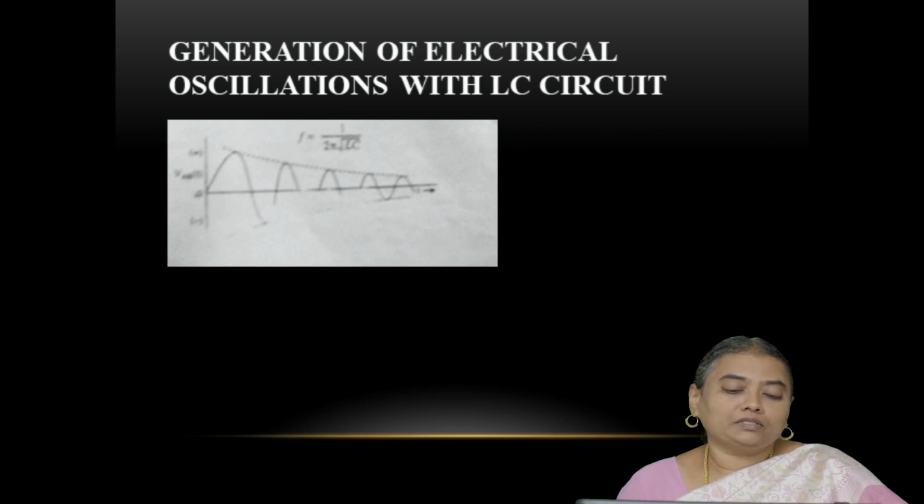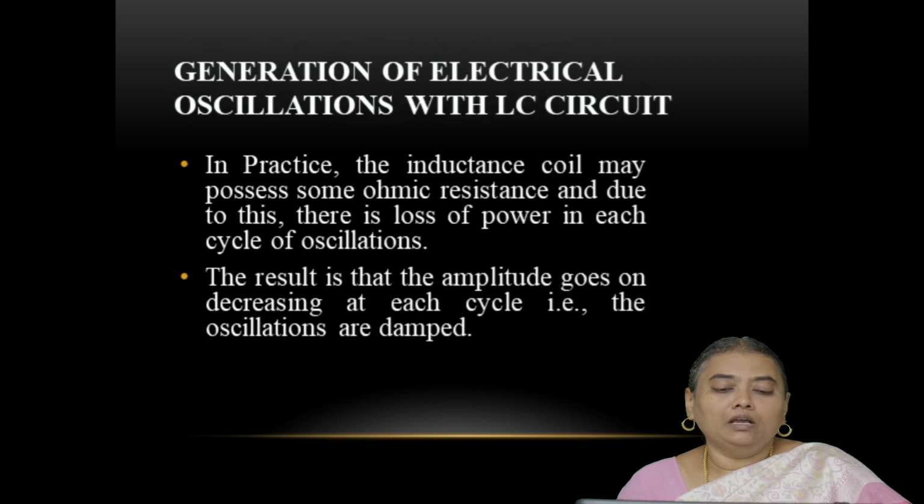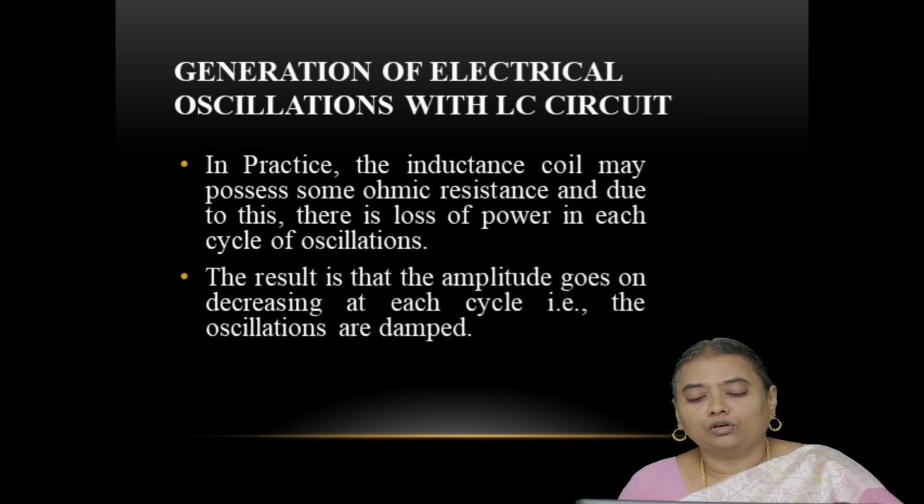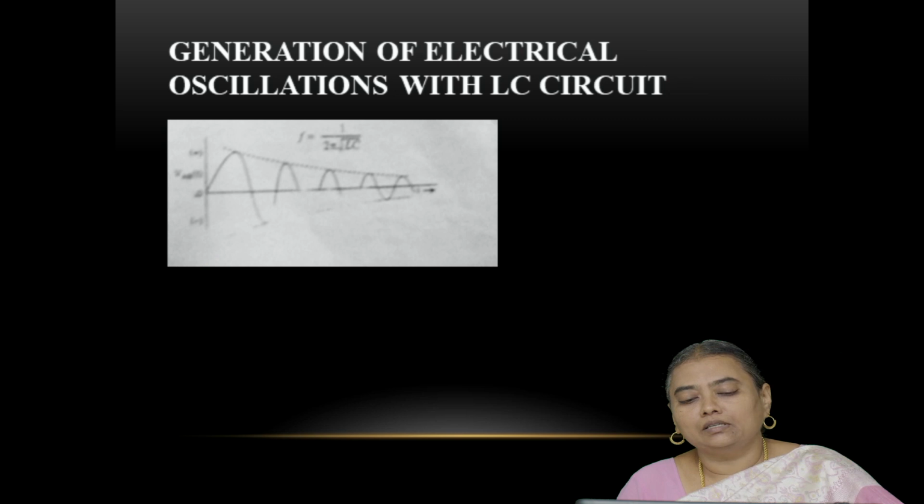Now this represents the damped oscillation. The inductance coil may possess some ohmic resistance, and due to this there is a loss of power in each cycle of oscillations. The result is that the amplitude goes on decreasing at each cycle, that is, the oscillations are damped, and this is represented in this diagram.